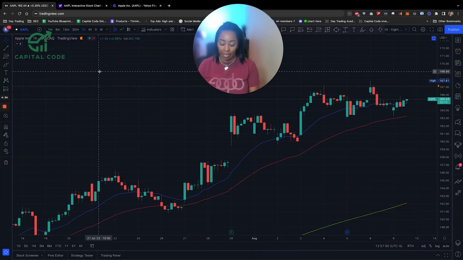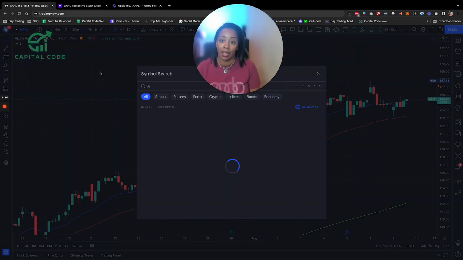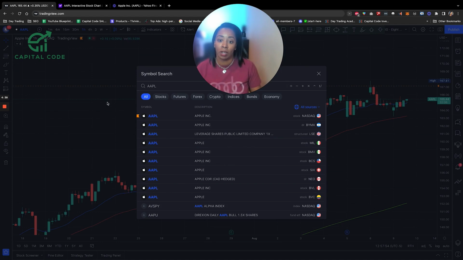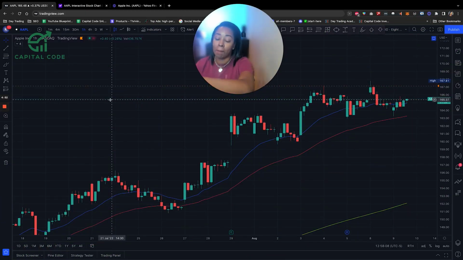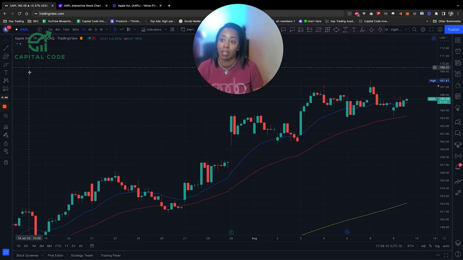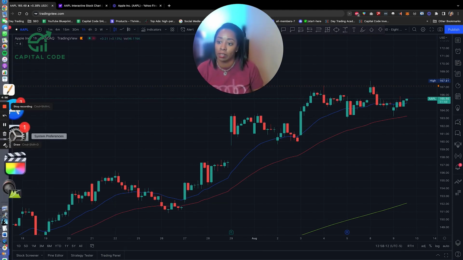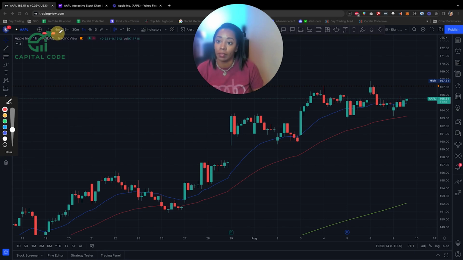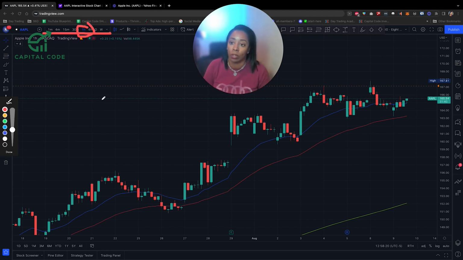If we want to go to Apple, all you have to do is start typing AAPL, and you can see I have it flagged because I really like Apple and I do trade it. So all you have to do is type in the ticker symbol and you can find it here. So now that we got this up, we can see that these things over here are our time frames. And right now we're on the 1H, or the 1 hour time frame.